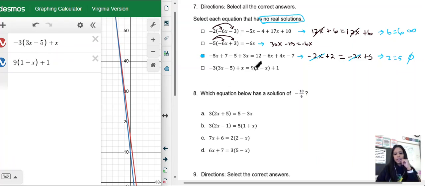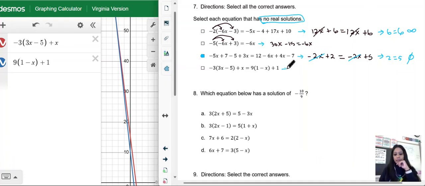Well, there's only one. I think this should have come out to be no. Okay, let me do it by hand. Sorry, y'all. I feel like I did something wrong here. Okay, so negative 3 times x is negative 9x. Negative 3 times negative 5 is positive 15. Plus x. Oh, it's the plus x that messes it up. Never mind. Yeah, it's one solution. So this is only one.